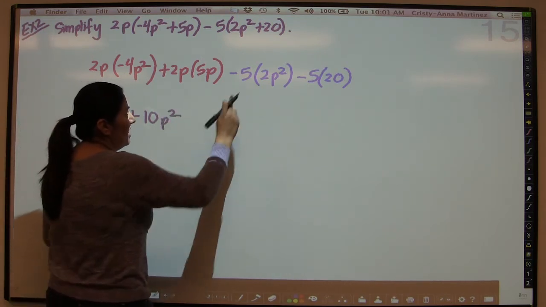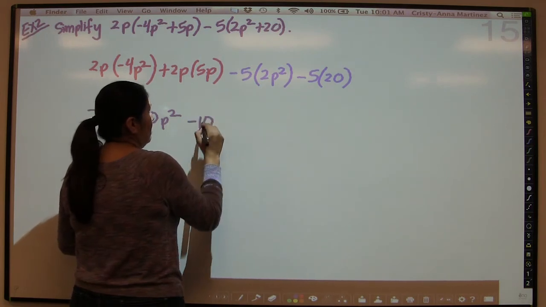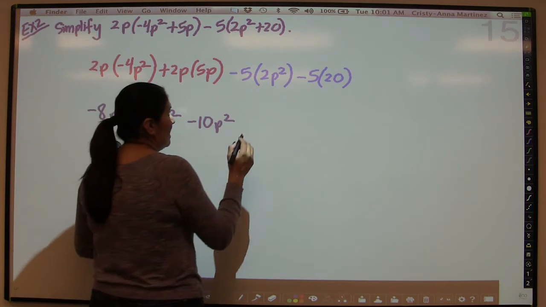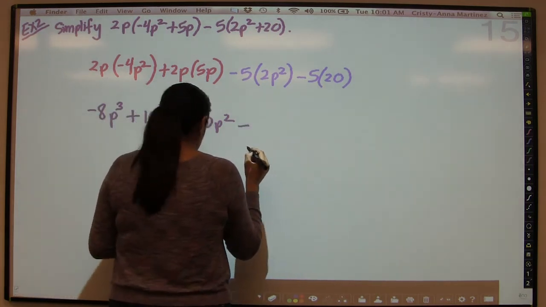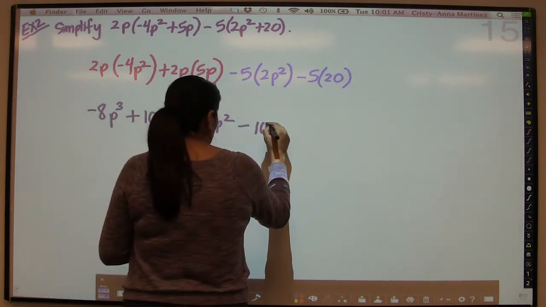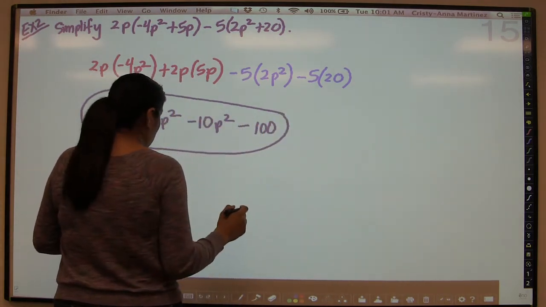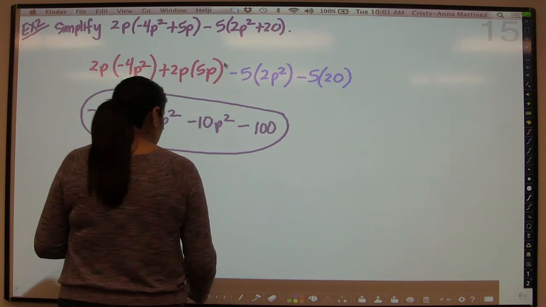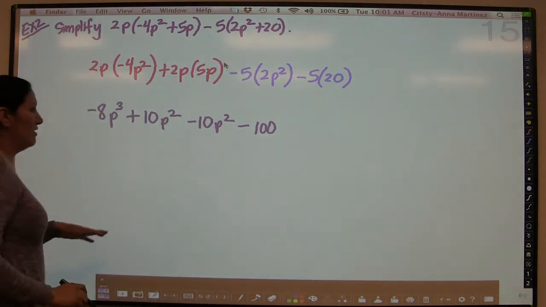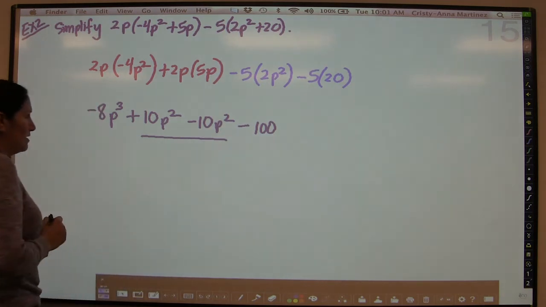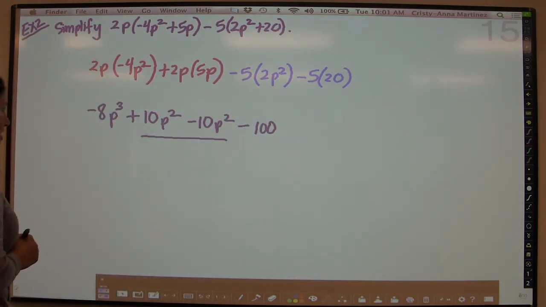And then over here we're going to have negative 5 times 2 is negative 10p squared, because there's no other variable there. And then lastly, negative 5 times 20 is negative 100. So here's your answer. Actually not quite, because I didn't simplify it. Shame on me. Okay, so now that I've done that, I see that I've got like terms here in the middle. I got positive 10p squared and negative 10p squared. So I need to combine those.